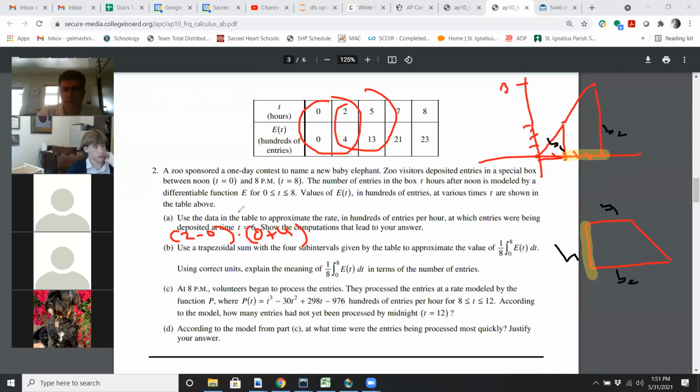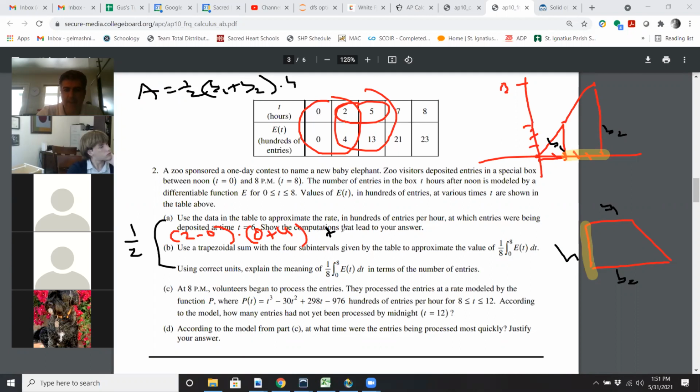So that's where you add the y coordinates, because the area of a trapezoid, in case you forgot, is 1/2 times B1 plus B2 times height. And your height, again, is the difference in the x coordinates, or the width of the subinterval. And I forgot there's also a 1/2 that we need right here. Then you have to repeat this 3 more times.